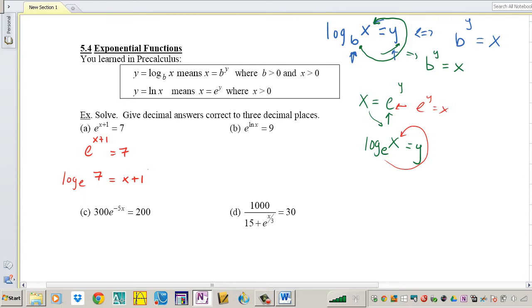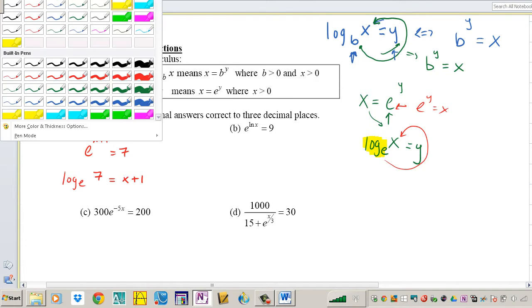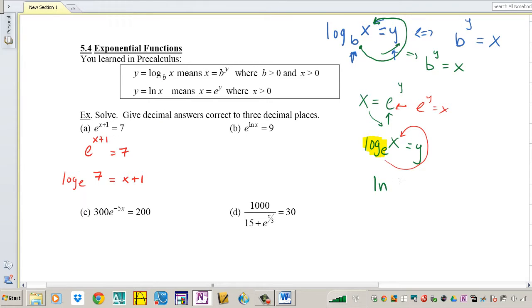One thing that I failed to mention is that log base e is actually the natural log. So anytime you see log base e, you can just rewrite it as natural log. So rewriting this, it's natural log of 7 equals x plus 1. Then solve for x: natural log of 7 minus 1. And then you can use your calculator to find the answer to 3 decimal places.